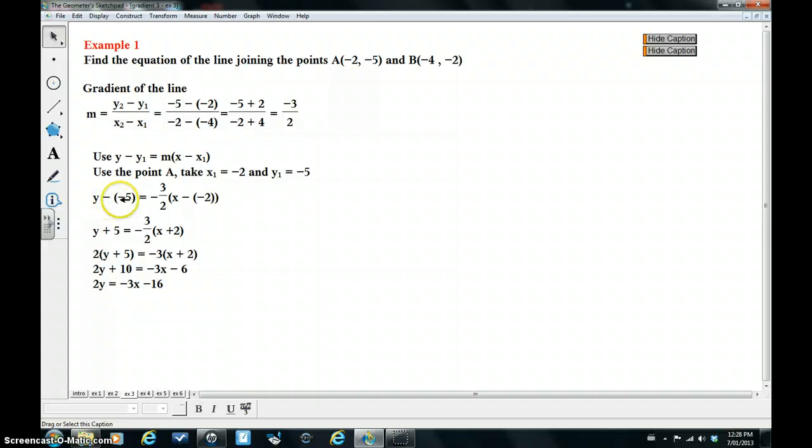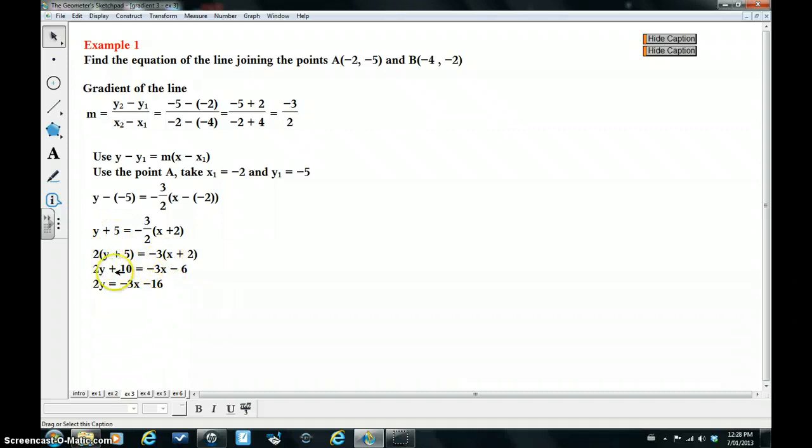Two minuses give a plus, so y plus 5 equals minus 3 over 2, two minuses give a plus again, times x plus 2. Again, this is a form of the answer, but we can tidy this up a bit more. So we could get rid of this awkward denominator 2 by multiplying throughout by 2. 2 times y plus 5 in brackets equals minus 3 times x plus 2. Now, when you do multiply both sides by 2, make sure you put brackets in on the left hand side.